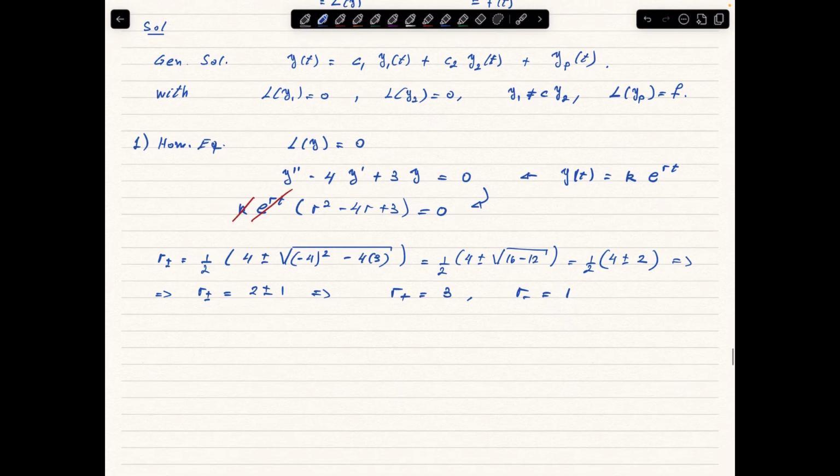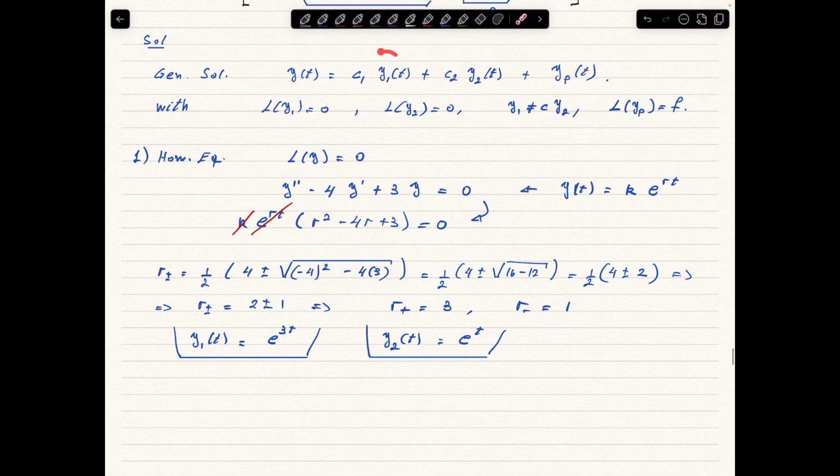So with that, we end up with the fundamental solutions. y1, or we could call it y plus, but let's call it y1, is k exponential 3t, where k doesn't matter, so we put k equal 1. And the other solution y2 is exponential t. And these are fundamental solutions of the homogeneous equation, because they are not proportional to each other. Okay, we obtained this part of the general solution.